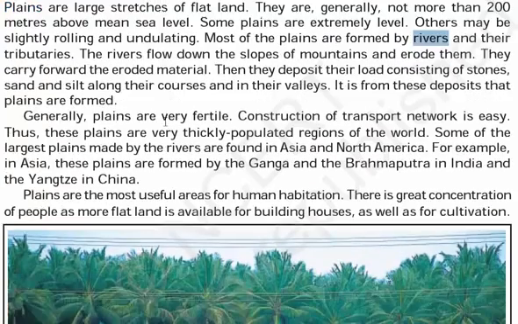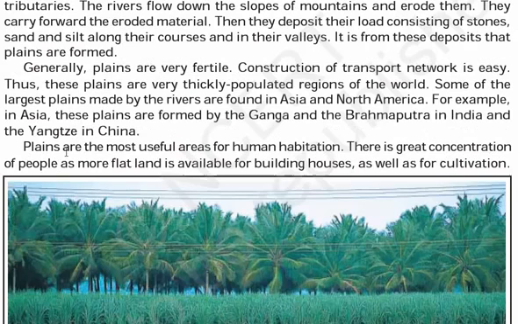Generally, plains are very fertile. Construction of transport networks is easy. Thus, these plains are very thickly populated regions of the world. Some of the largest plains made by rivers are found in Asia and North America. For example, in Asia, these plains are formed by the Ganga and the Brahmaputra in India and the Yangtze in China.